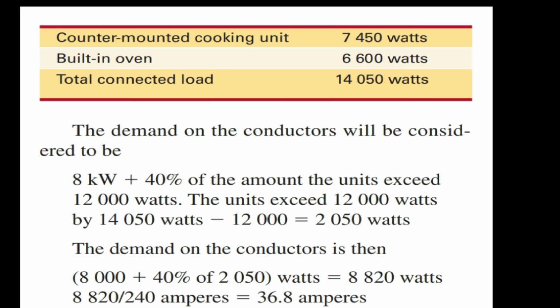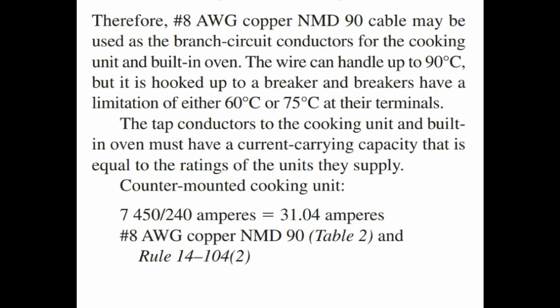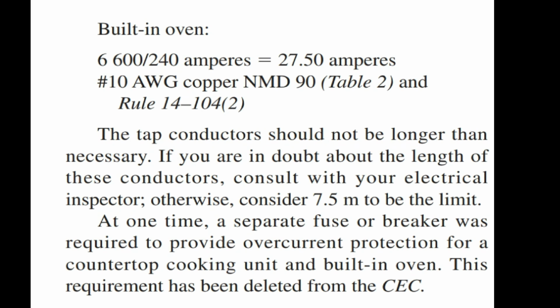The demand on the conductors will be considered to be calculated as 36.8 amperes. Built-in oven will be 27.5 amperes. The tap conductors should not be longer than necessary. If you are in doubt about the length of these conductors, consult with your electrical inspector. Otherwise, consider 7.5 meters to be the limit.